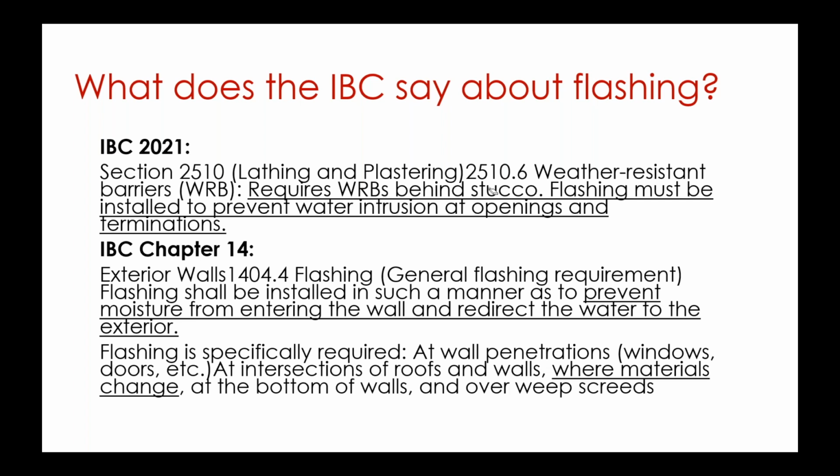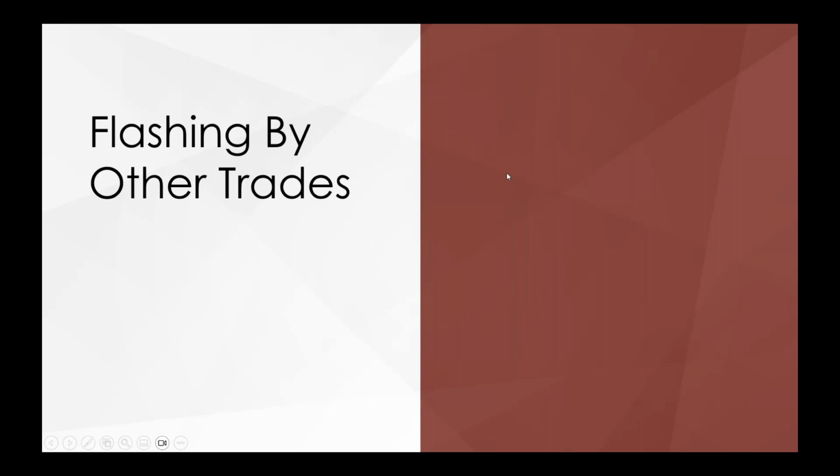But they go back and do it again in chapter 14. And it says here to prevent moisture from entering the wall and redirect, that's a key word, redirect the water to the exterior. So they're talking about flashings in the code. This is why it's important to know the flashing and what flashings are. Well, flashings can be done by other trades.